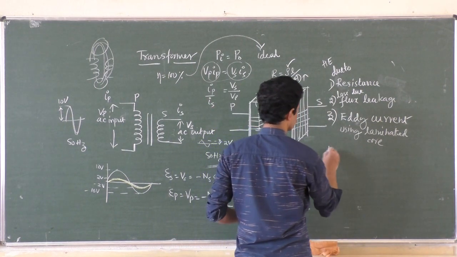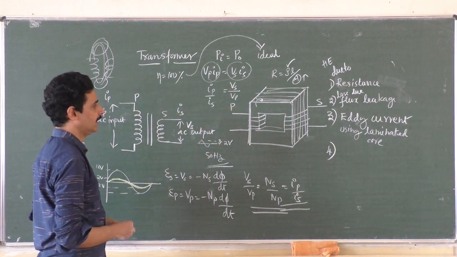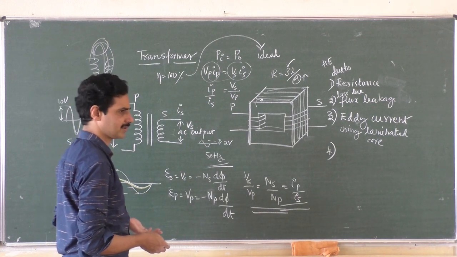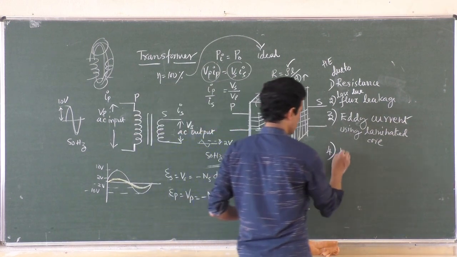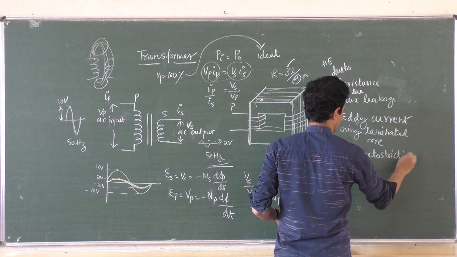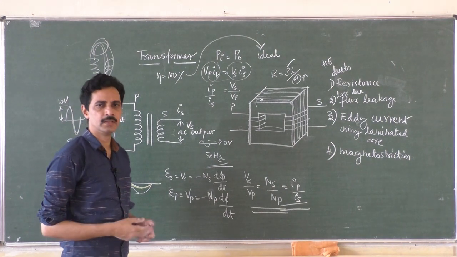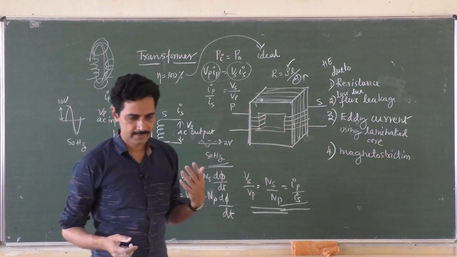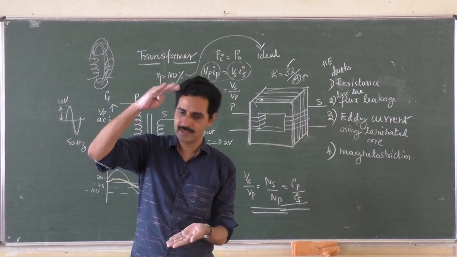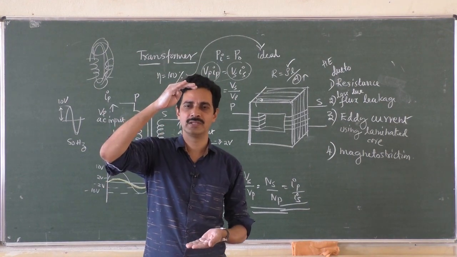Then the fourth one. So energy loss due to resistance, energy loss due to flux leakage, energy loss due to eddy current, and energy loss due to magnetostriction. What do you mean by magnetostriction loss? You know that usually in a transformer, when you pass AC, this core gets magnetized. When a material is magnetized, there is a decrease in its length, that is called magnetostriction. When you demagnetize it, it comes back to the original value.